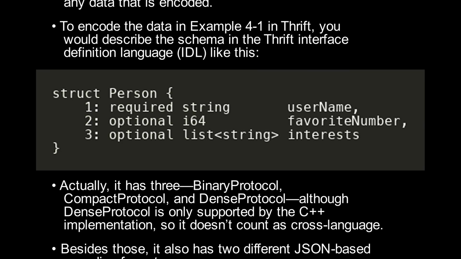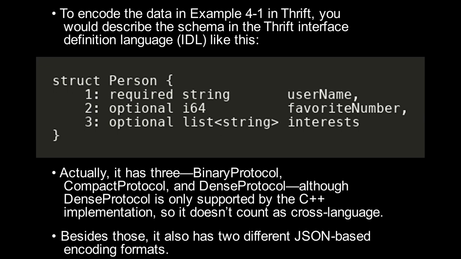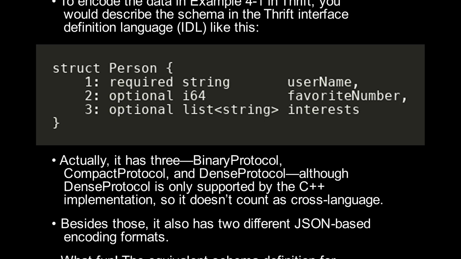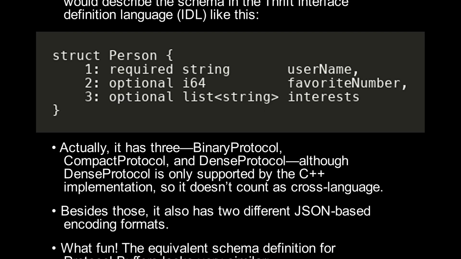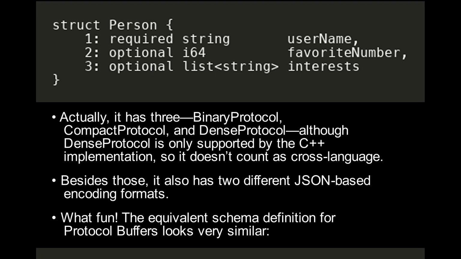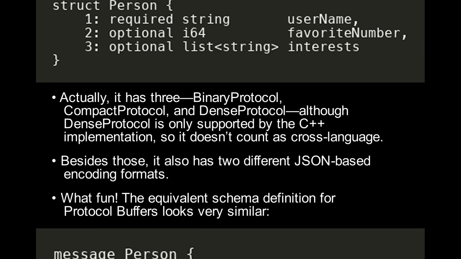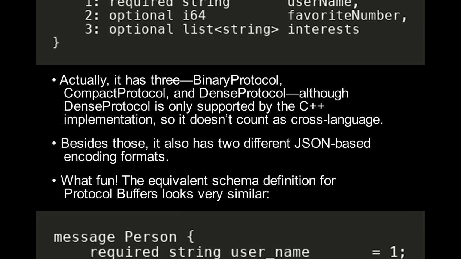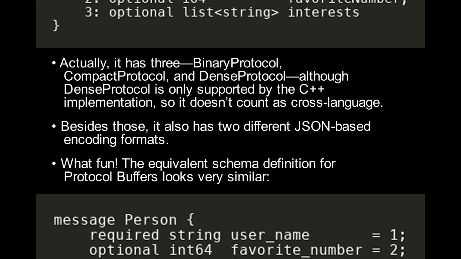Actually, it has three: BinaryProtocol, CompactProtocol, and DenseProtocol, although DenseProtocol is only supported by the C++ implementation, so it doesn't count as cross-language. Besides those, it also has two different JSON-based encoding formats. What fun! The equivalent schema definition for Protocol Buffers looks very similar.